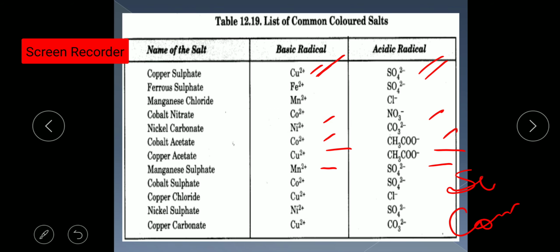Now what is the homework for you all today? You have to write down the definition of radical and the difference between the basic and acidic radical.